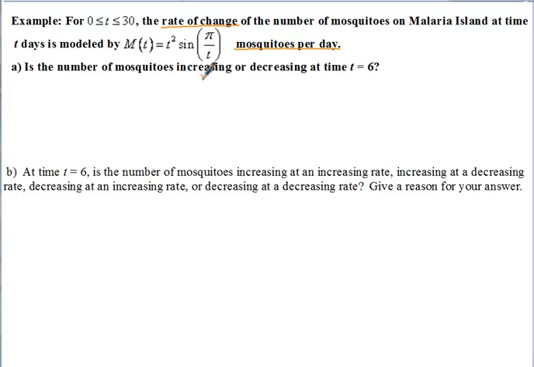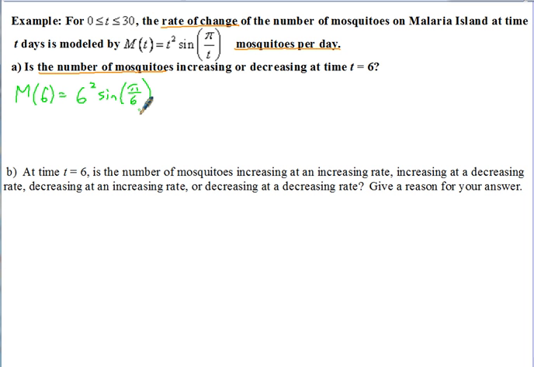So, notice what it's asking for. It doesn't say is m of t. M of t is the rate. It doesn't say is the rate of number of mosquitoes increasing or decreasing at time 6. Is the number of mosquitoes increasing? And notice there's already mosquitoes per day. So this is already the derivative of the number of mosquitoes. So to see if the number of mosquitoes is increasing or decreasing, you would just plug in 6, substitute in 6.